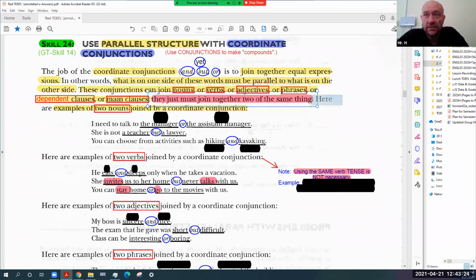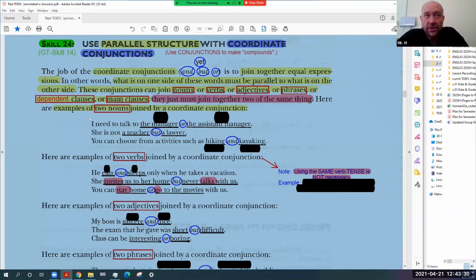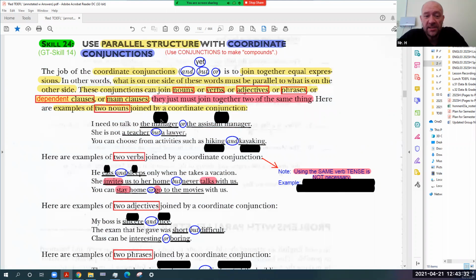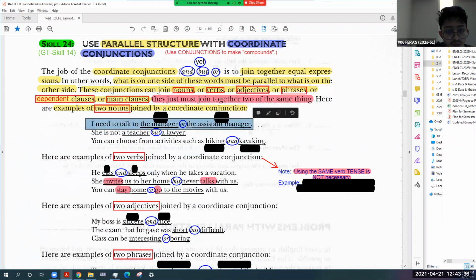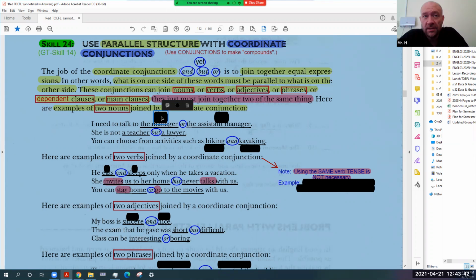Here are examples of two nouns joined by a coordinate conjunction. All right. So take a look here. Can you read this for us? I need to talk to the manager or the assistant manager. What do we have here? The manager. What is this?